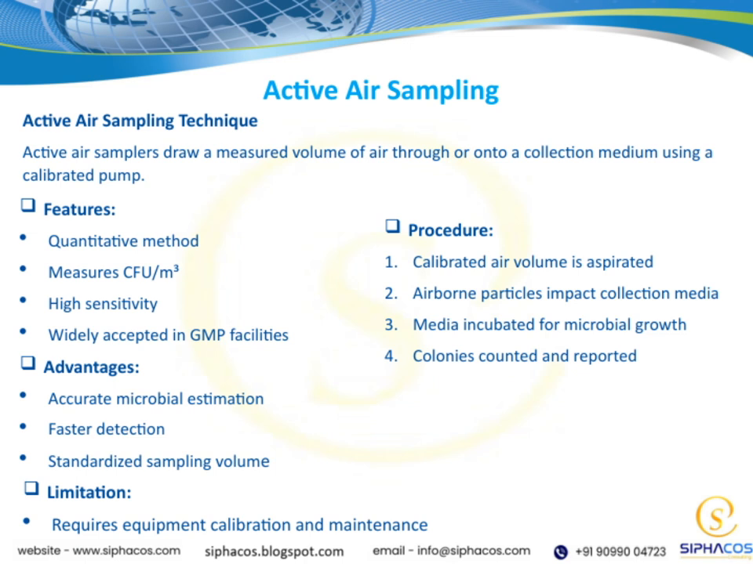Moving on to the features, active air sampling is a quantitative method, which means it provides measurable data, specifically in terms of colony forming units per cubic meter, or CFU/m³. It's highly sensitive, allowing us to detect even low levels of microbial contamination, and it's widely accepted in GMP, or good manufacturing practice, facilities, so it's a trusted technique in regulated environments.